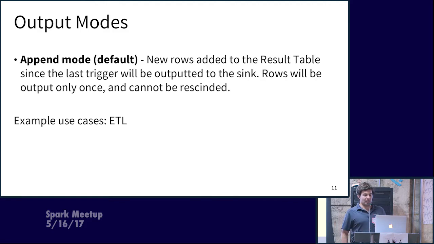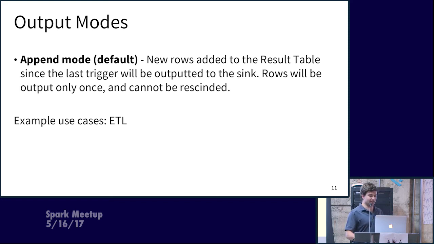So let me just dive into the output modes a little bit more, because what I'm going to talk about later in flatMapGroupsWithState, we also need to provide output modes for functions. So, like I said, append mode: new rows added to the result table get output to the sink. This is the default mode when you write a structured streaming query. If you writeStream, format Parquet, and then start, by default the output mode is append mode.